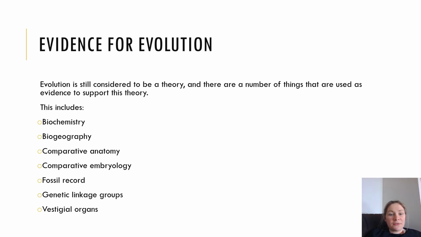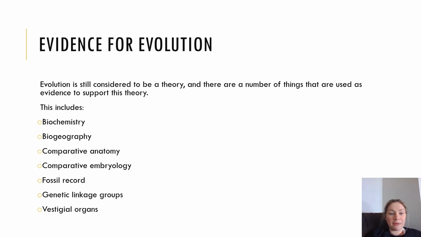So there's a number of different types of evidence that scientists, particularly paleontologists, that we're going to focus on use in order to support the theory of evolution. Evolution is still considered to be a theory, so the more evidence that we can have to support the emergence of different life forms, the better that is for us. So we've got here a list of different forms of evidence.